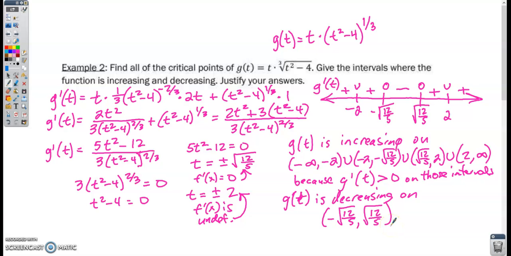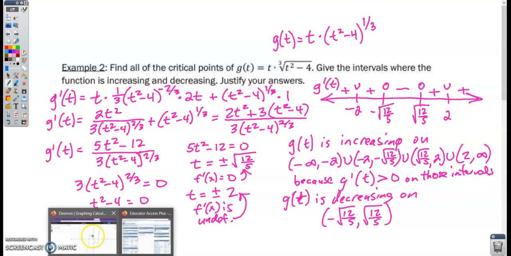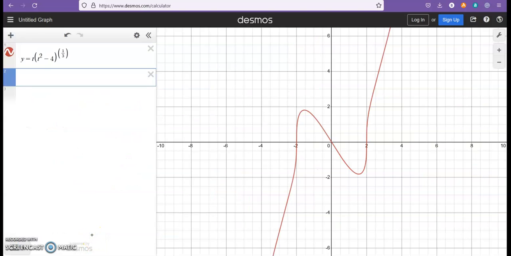All right, so we'll take a look at the original function and make sure that our behavior matches. So let's go ahead and look at the graph of the original function, which I have here on Desmos. y equals t times the quantity t squared minus 4 to the 1/3 power. Take a look at what you see. The function is increasing over here.